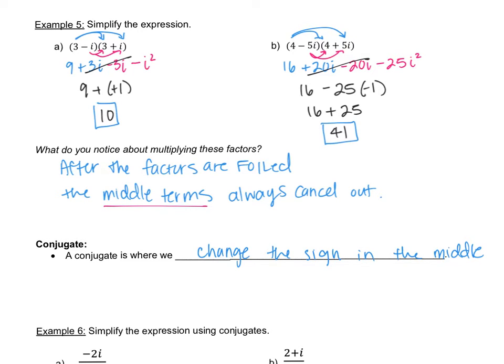So if I have a number, let's say a plus some imaginary number, bi, the conjugate would just be a minus bi. Or you can also say that this minus is the conjugate to the plus sign. Essentially, conjugates are factors that have opposite signs.